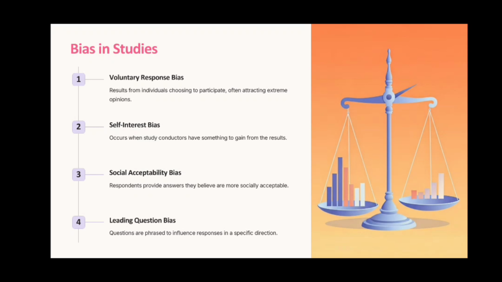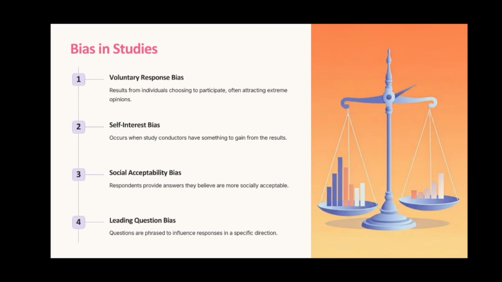Secondly, we have the self-interest bias. This occurs when study conductors have something to gain from the results, and this is not allowed in statistics because in this case, some of the people that conduct the experiment can manipulate the result to their own taste, and this is a big error in statistics. And the third one is social acceptability bias.